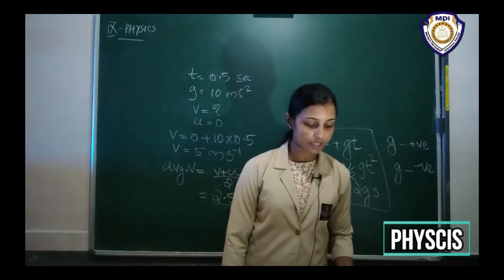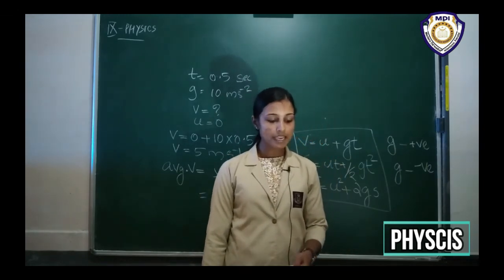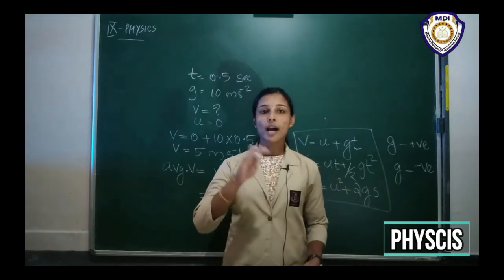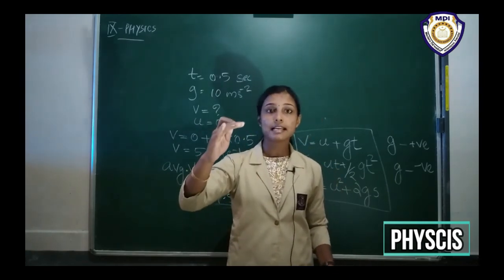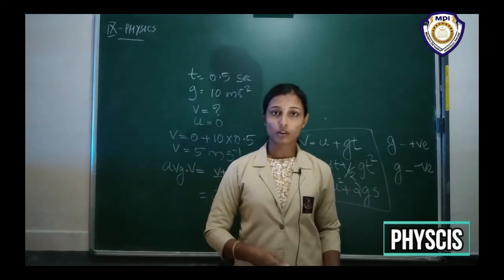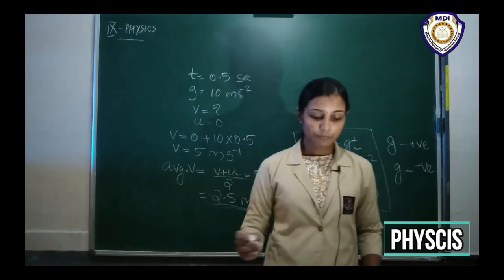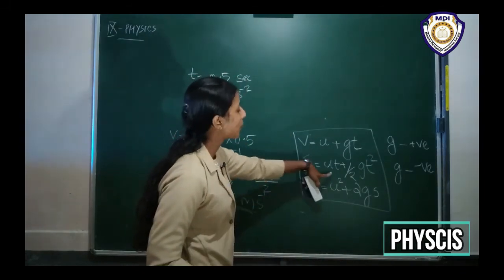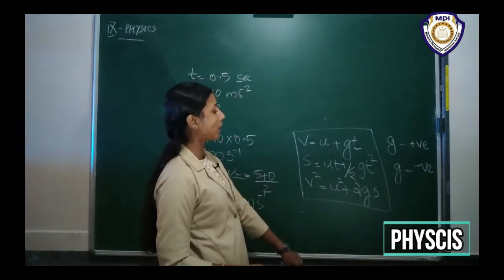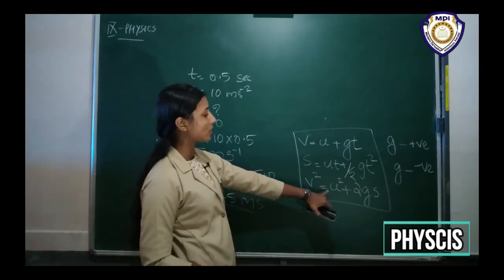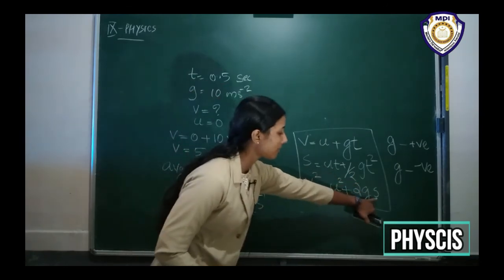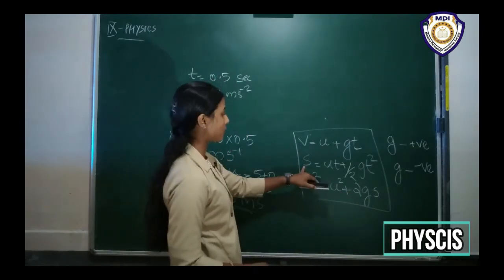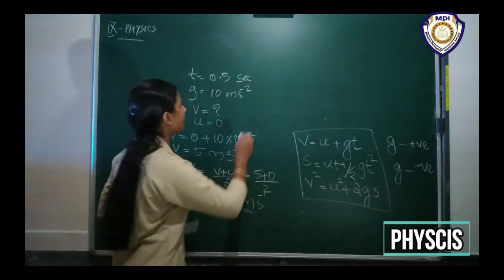So what is the next question? How high is the ledge from the ground? How high means the distance between that ledge and the floor or the ground, right? We can find the distance by using s is equal to ut plus half at square, or we can use v square is equal to u square plus 2as. From here also we can find s. Okay, so we can directly use this equation.